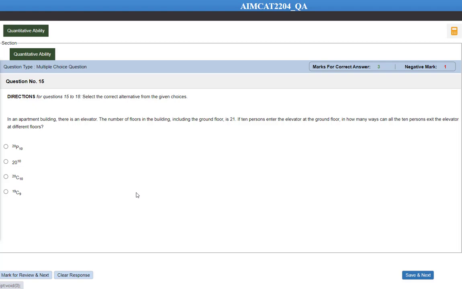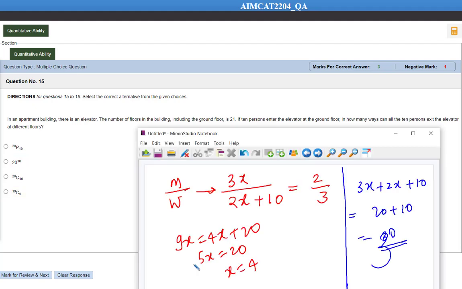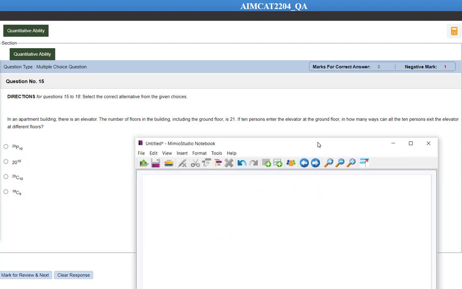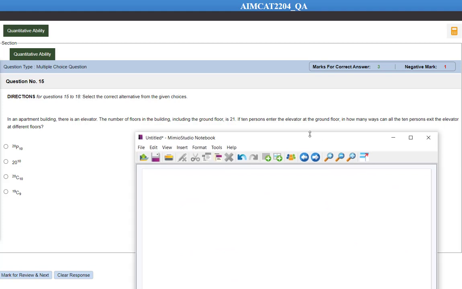Okay everyone, look here, total how many floors are there? 21 floors including the ground floor. Okay everyone, means no one is going to exit at the ground floor. So if someone is entering the lift, he or she cannot exit at the ground floor. So basically we are left with 20 floors, so let's call them f1, f2, f3 till f20. And we have 10 people, so p1, p2 till p10. So we want everyone to exit at a different floor.